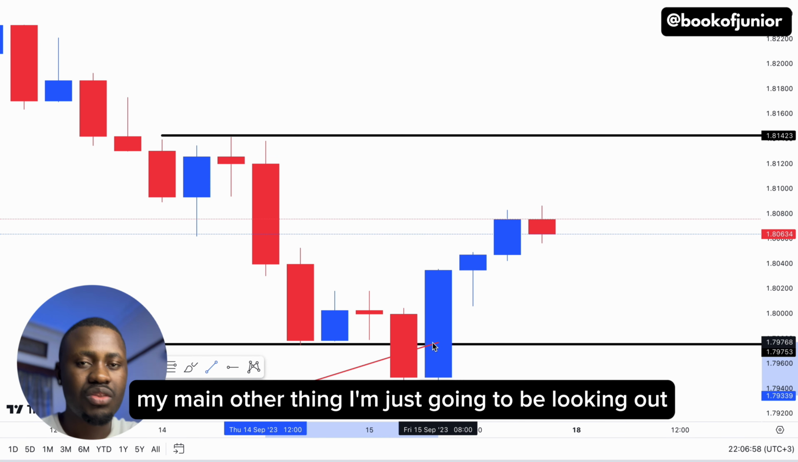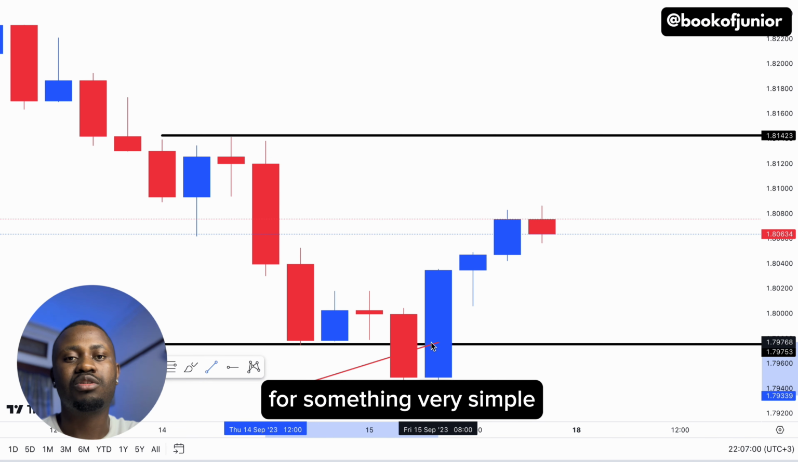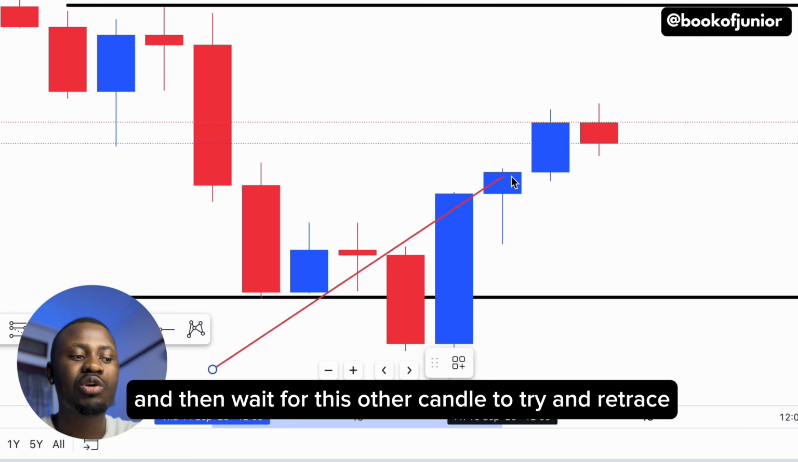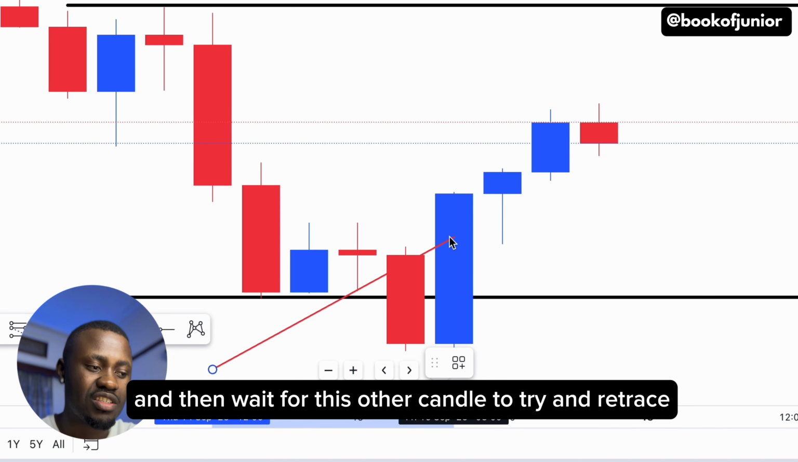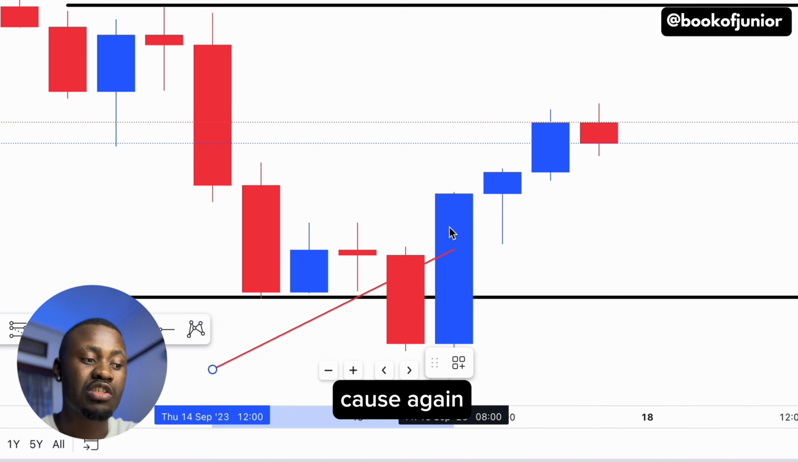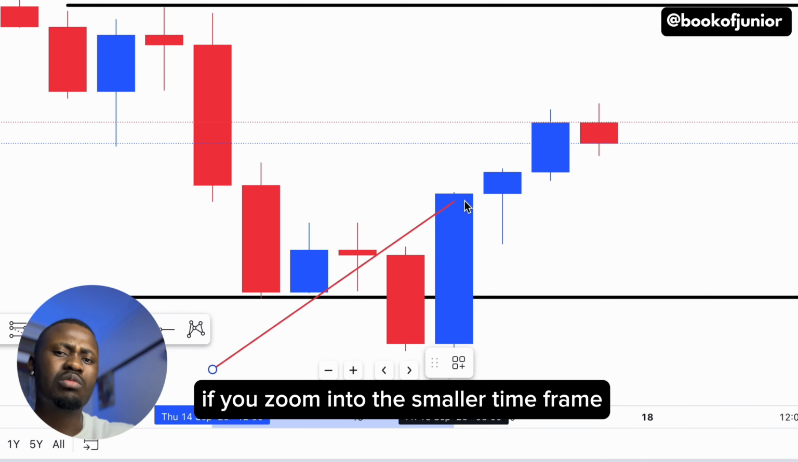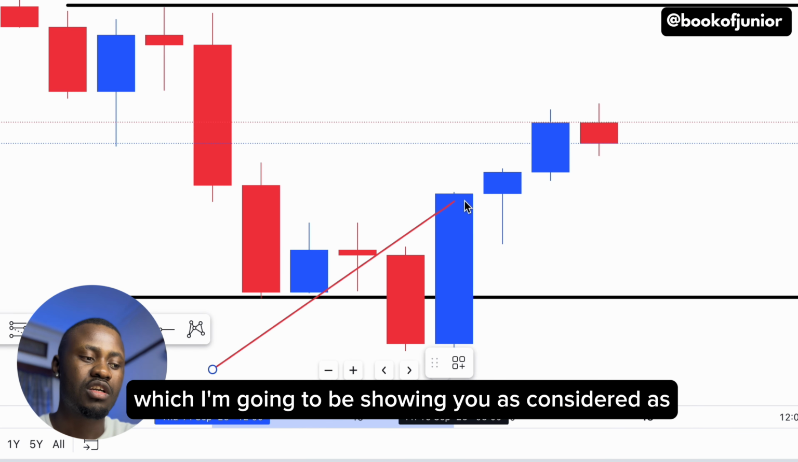So my main other thing, I'm just going to be looking out for something very simple. I'm just going to wait for this candle here to properly close inside, and then wait for this other candle to try and retrace a small portion of this candle here, because again, this big candle right here is more of an impulsive move. If you zoom into the smaller time frame, which I'm going to be showing you, as you can see, traders.